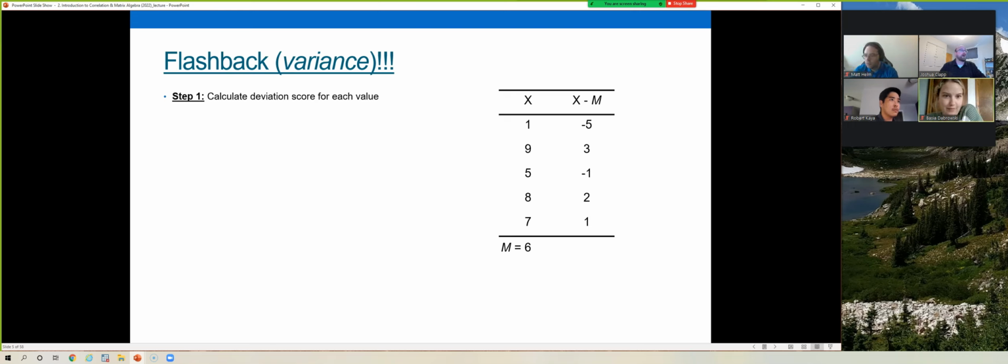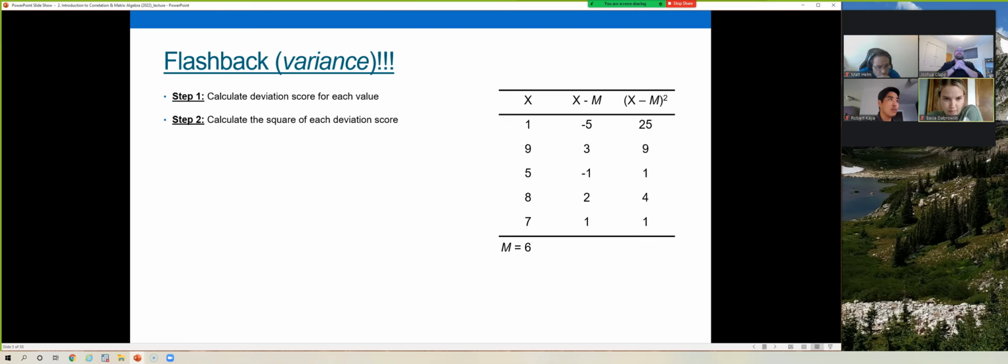Okay. So we're talking about how we calculate this. Remember that if we're doing this by definition by hand, what we've got is a column of X values. The first thing we're going to do is calculate a deviation score. Anytime I talk about a deviation score, it's almost always going to be the difference between some observation and the mean of that distribution. So what we've done here is we've created a deviation score, taking each value and subtracting the mean of the distribution. So I've got -5, 3, -1, 2, 1 here. So we've got our column of deviation scores.